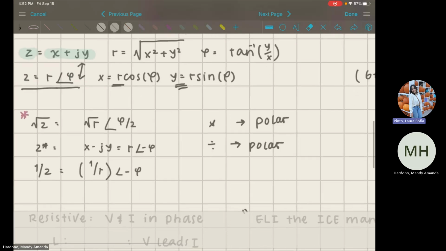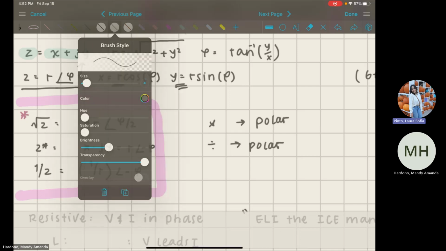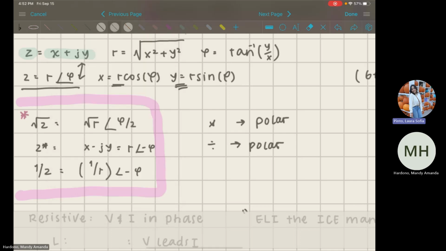Then we have these extra operations here, where you have square root. When you have square root and it's already in the polar form, you just take the square root of the magnitude here, and then you divide the phase by 2.